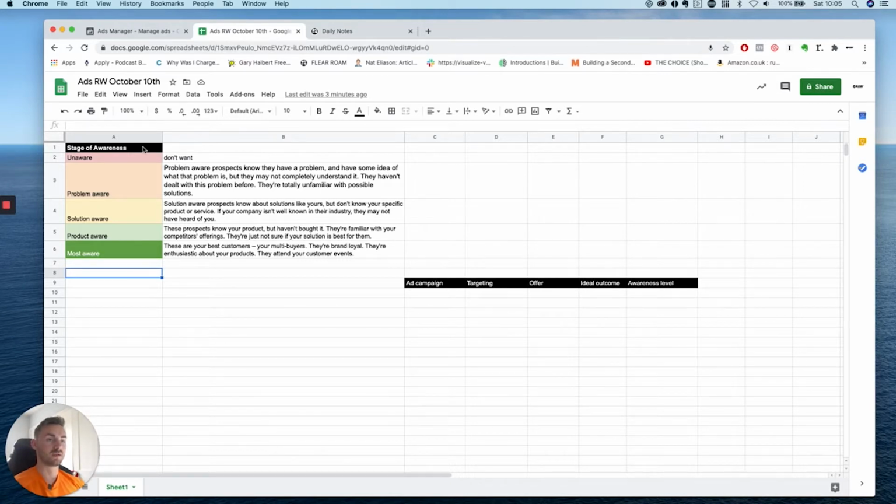On the left-hand side, I make a document, and I always have my stages of awareness there, so I know what I'm doing. If I'm not reminding myself of these things, advertising's never going to be as successful as you think.